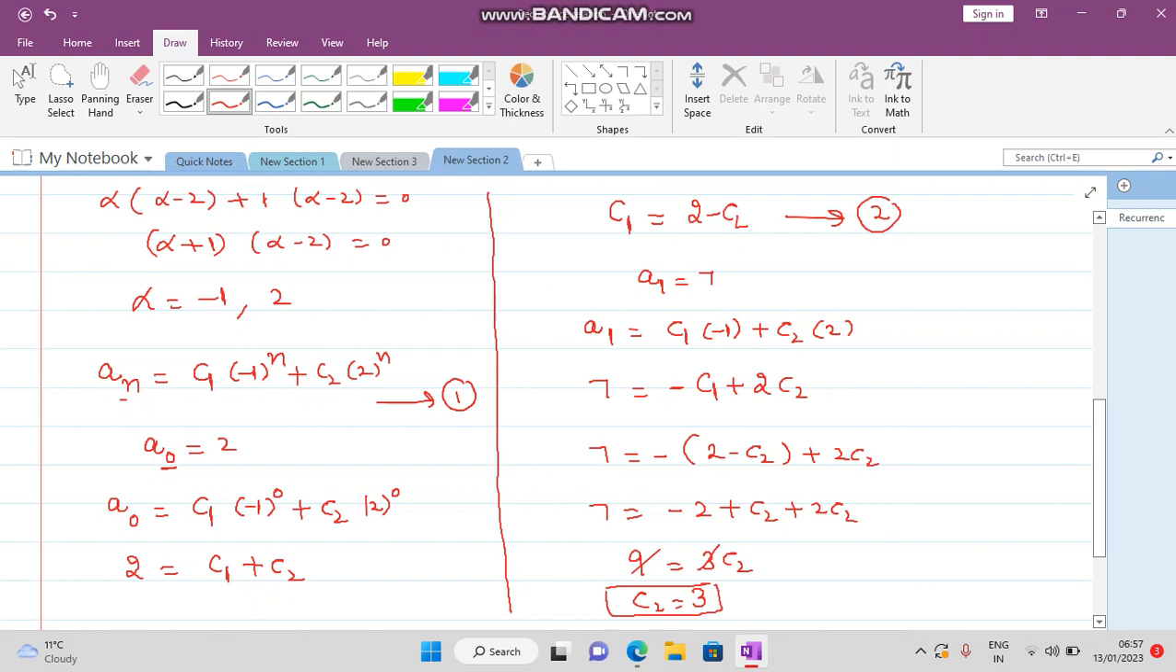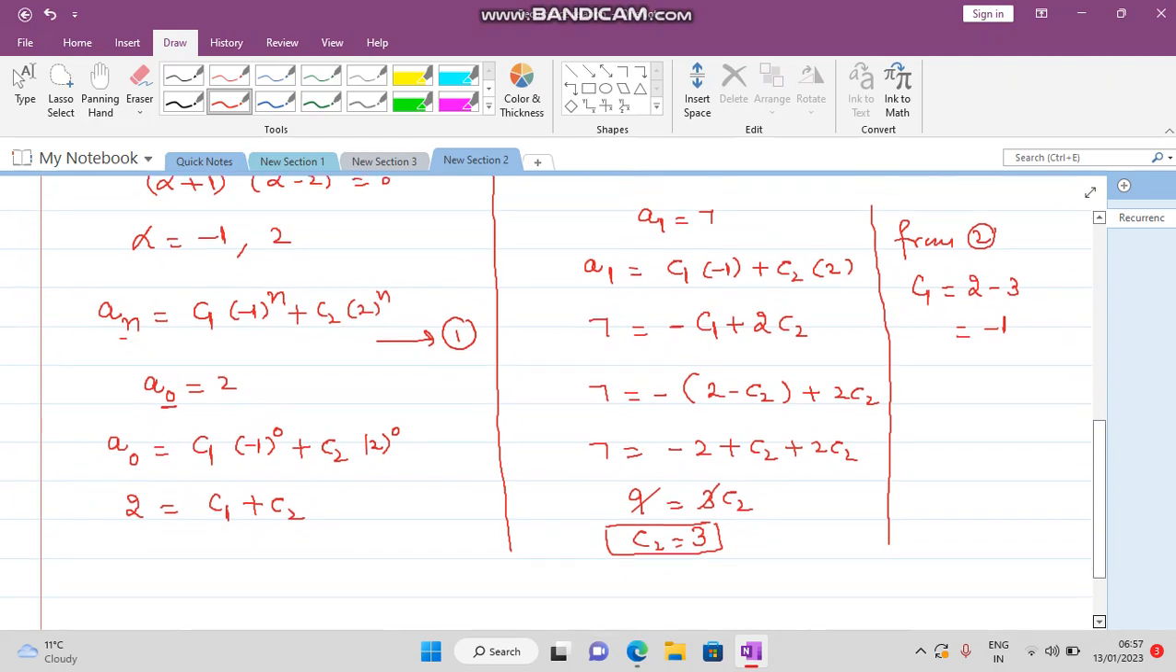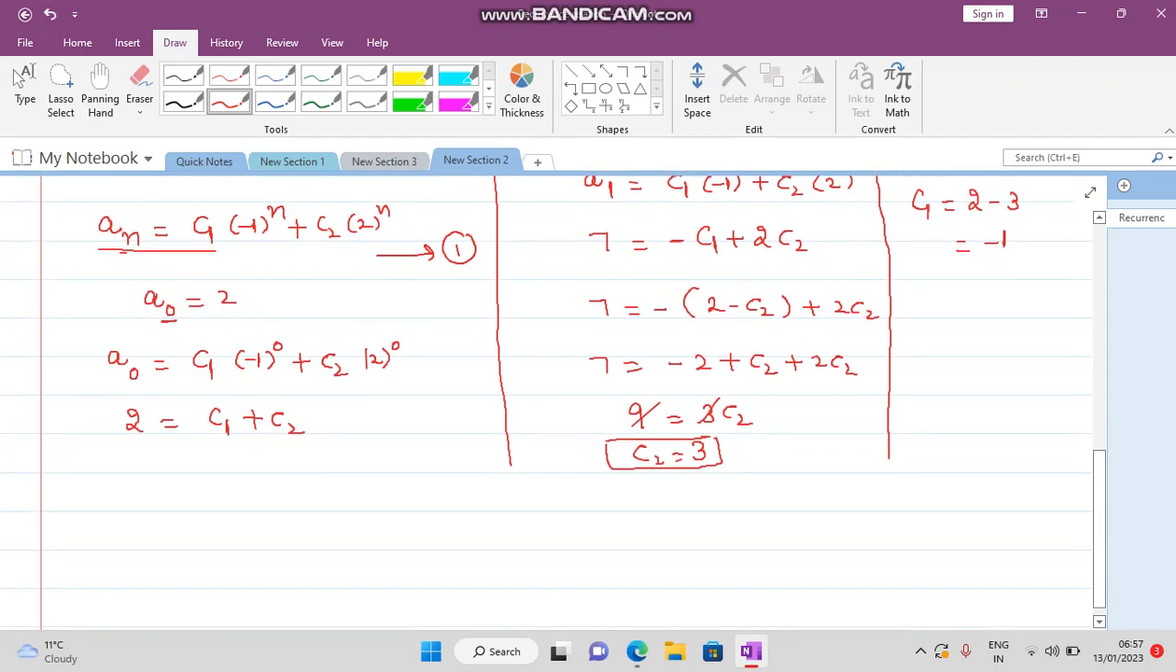If the value of C2 is 3, now use this value in equation number 2. So from equation 2 we get C1 equal to 2 minus 3 equal to minus 1. So after finding the values of C1 and C2, you just put these values in equation number 1. So this is our equation number 1, and in this we want to substitute the values of C1 and C2. So a_n = minus 1 times (-1) to the power n, and C2 value it is 3 times 2 raised to the power n. So this gives me the solution of the problem.